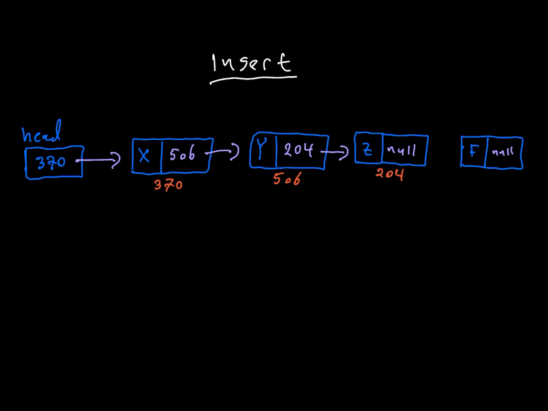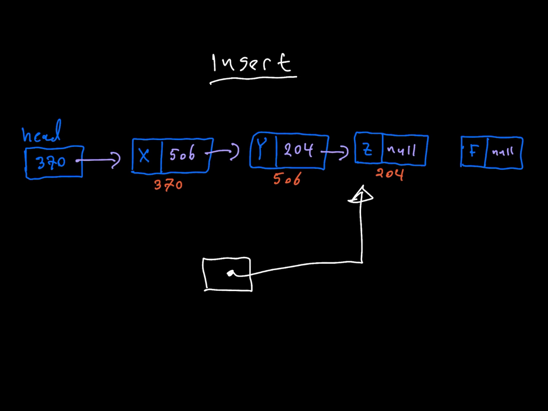The way we would insert to the end is, again, we would have to traverse. So we have current pointing to head, go to head, go to the node. It's pointing to 506, so we go to address 506. We get there, we see that there's a next node address. It says 204, so we go to 204. And then we finally get to the last one. It's null. We're at the very end.